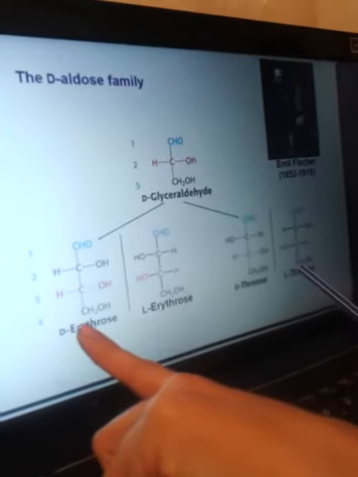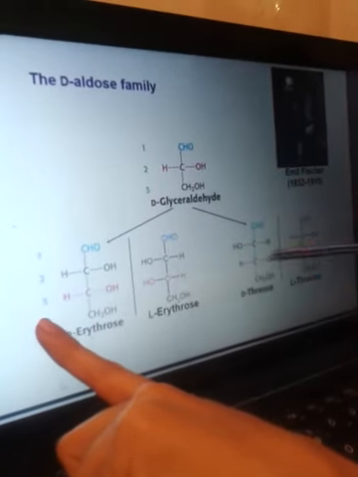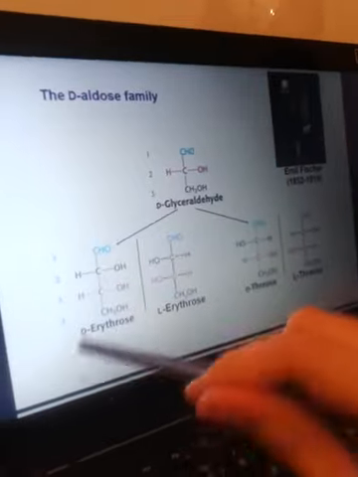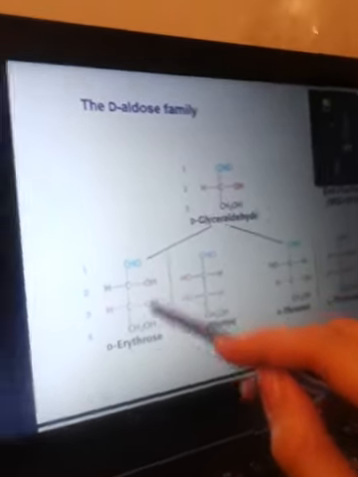The black one is here, and the last one also. Just we add the third line, do you see? If all of the OH are on the right hand, this is erythrose.